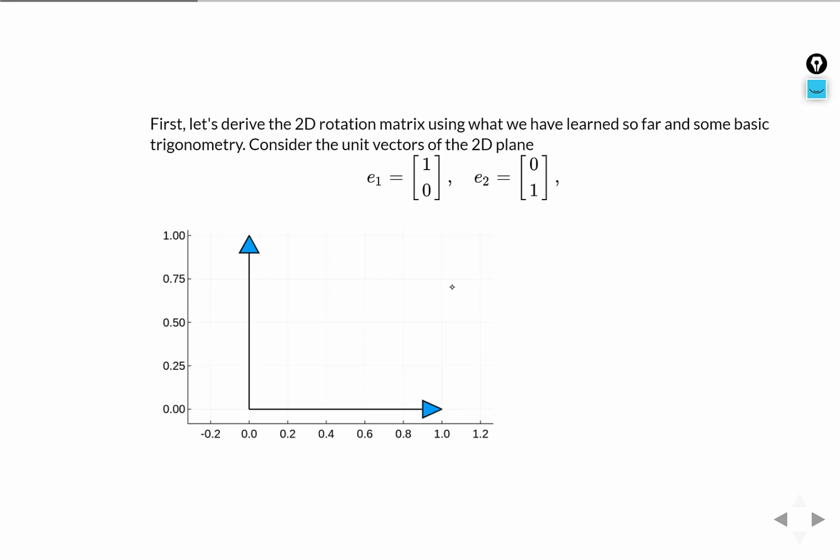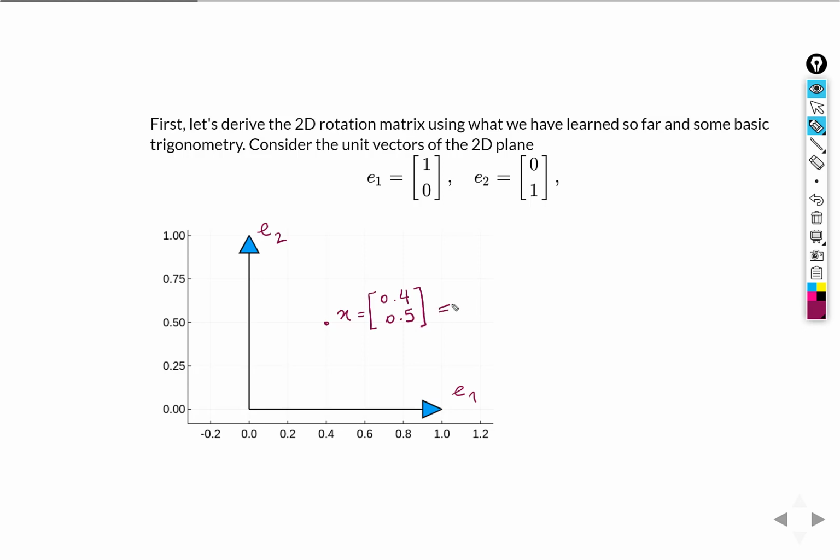First, we're going to derive the 2D rotation matrix. Here we have our 2D Cartesian space. We have two unit vectors, E1 and E2. And any point in this plane, for example this point, we call it X, with coordinates 0.4 and 0.5.